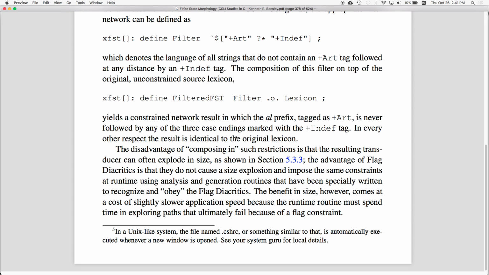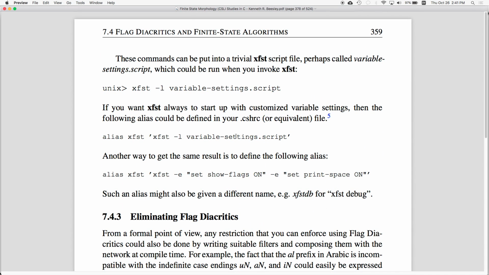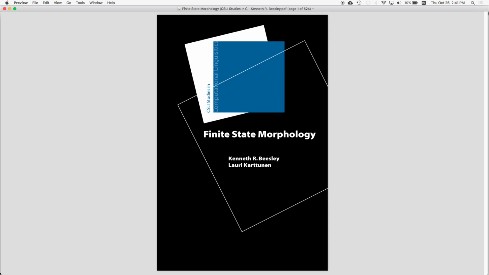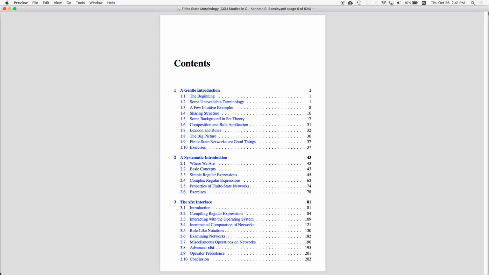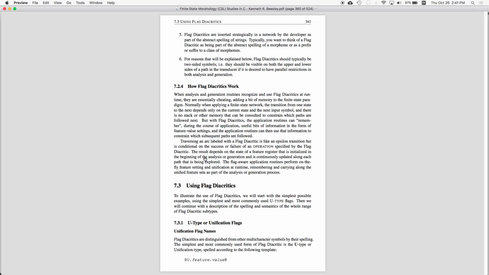We're live now. All right, so we are in chapter 7 of Finite State Morphology, looking at flag diacritics. So we're going to zoom out so I can find the right page. And we are going to go through some examples. Should we start with Esperanto again? Okay. Let's find the Esperanto example. So we're going to be using the unification flag to start off with.